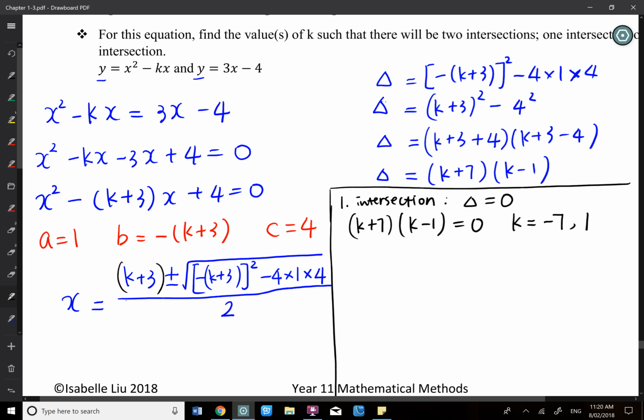Any questions? No? So that's the one intersection case.